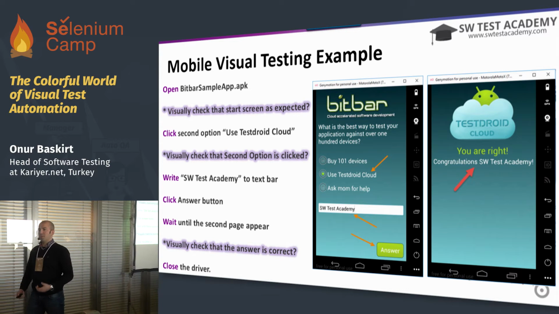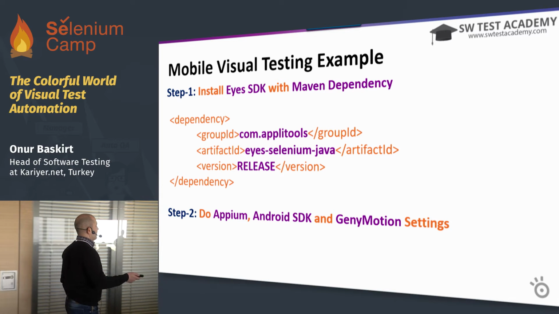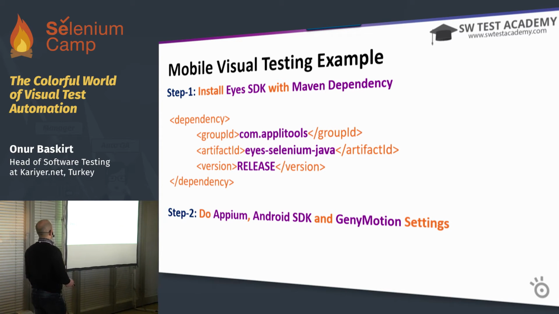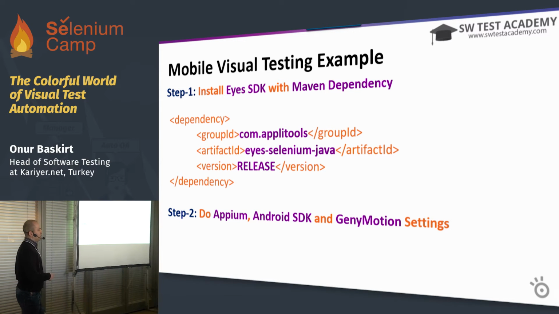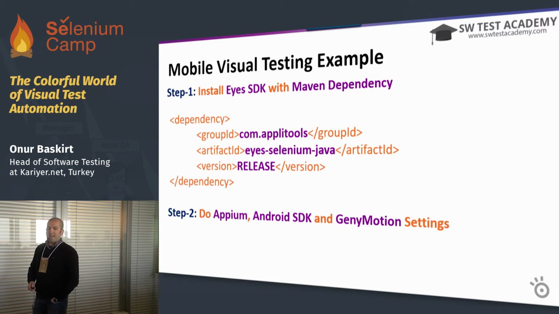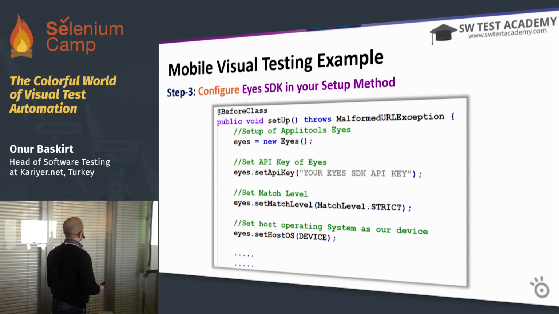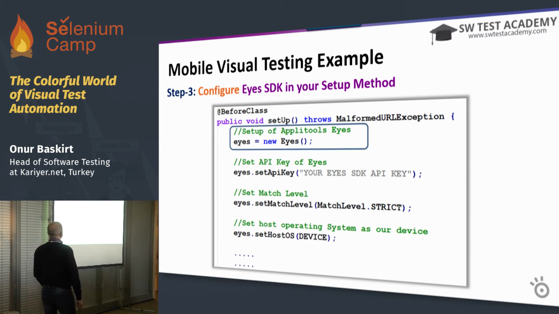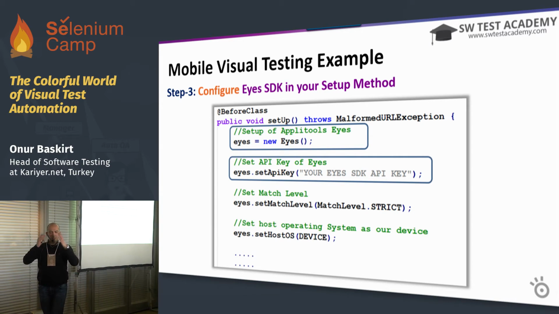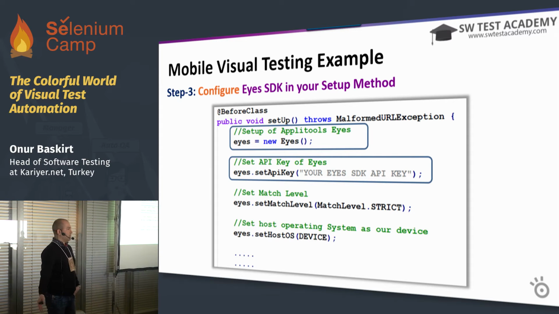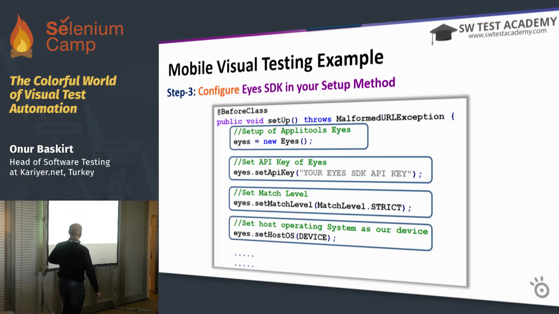So how can we do this kind of testing? First, we have to install Eyes SDK with its Maven dependency. And you should do your Appium and Android SDK settings, and I use Genymotion as the emulator. After that, you have to configure your Eyes SDK. First, you have to initialize it. Then you have to set your API key to connect to the Applitools Eyes cloud. And you have to set your match level and set your device, and done.